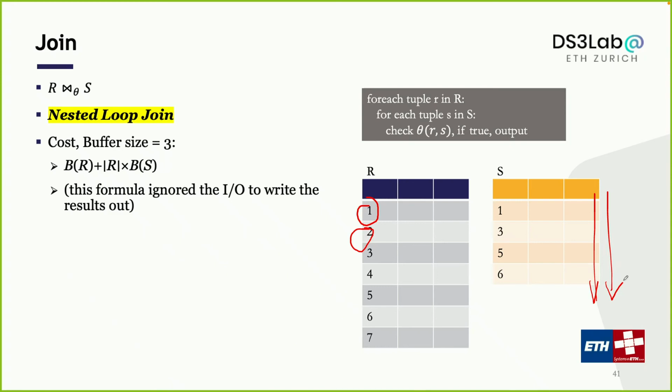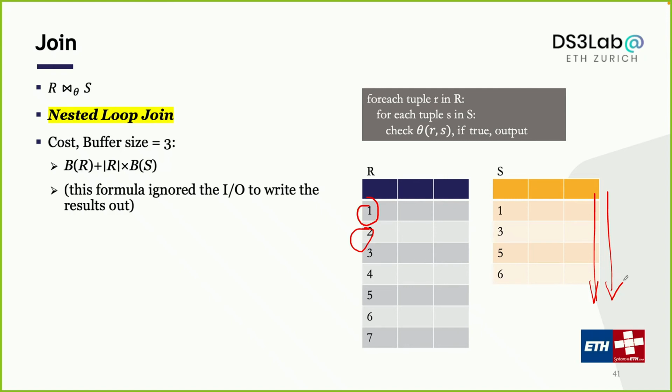If you look at this cost model, it's already pretty interesting, because as you can see, the join order actually matters. Whether you are doing R in the outer loop or S in the outer loop actually matters.